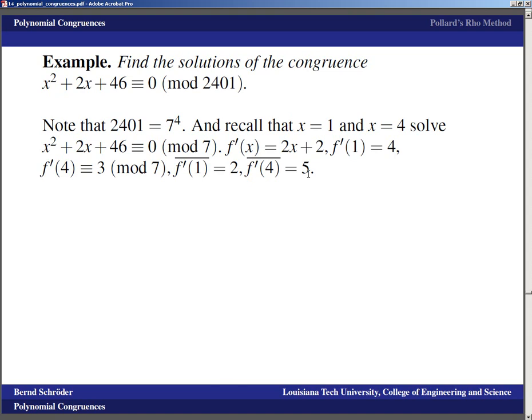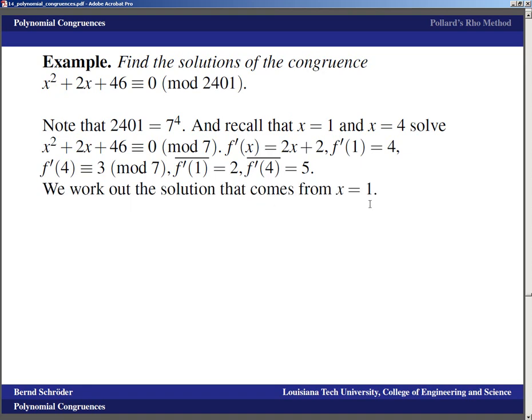Whoops. The multiplicative inverse of f prime of 4, which is 3, is 5, because 3 times 5 is 15, which is 1 modulo 7. Yeah, okay.